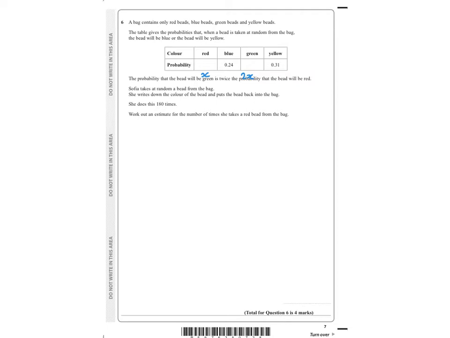Sophia takes a random bead from the bag. She writes down the colour of the bead and puts the bead back into the bag. She does this 180 times. Work out an estimate for the number of times she takes a red bead from the bag. Now we know that these probabilities add up to 1.